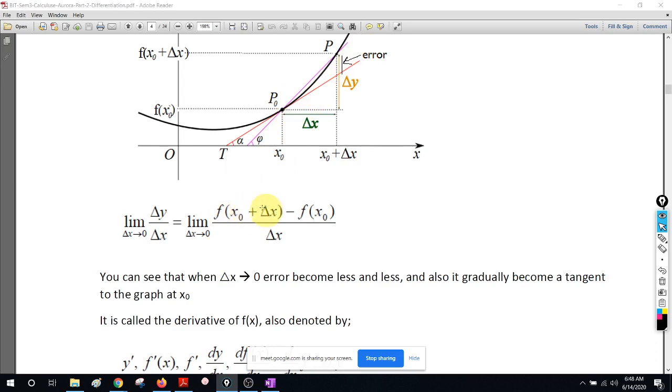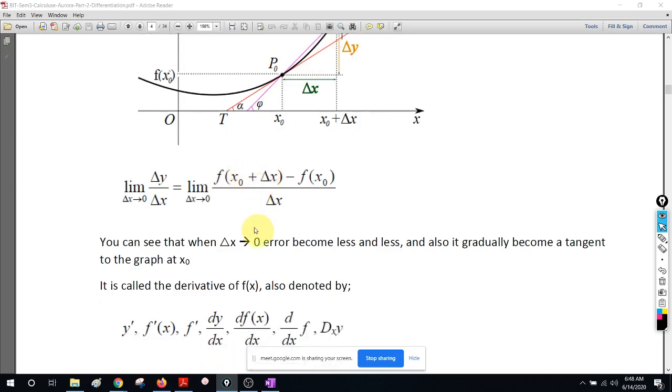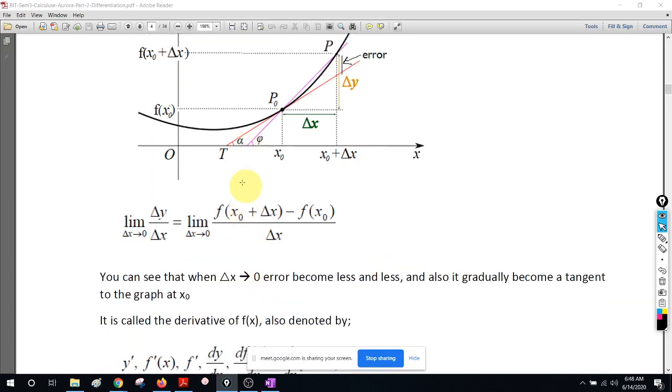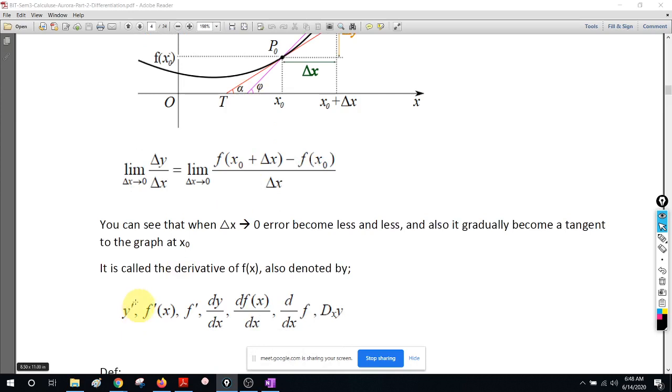Then we give it a notation. Mathematicians gave it a notation. So if y equals the function, we just call it y dash. If it is f(x), we just call it f dash x. Sometimes we just say f dash.